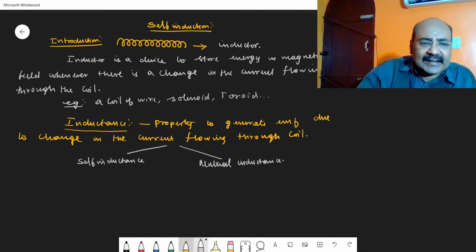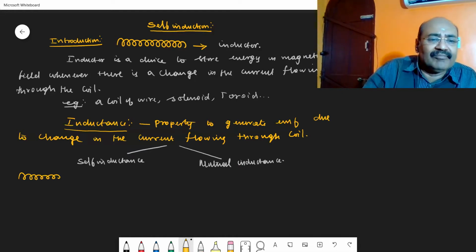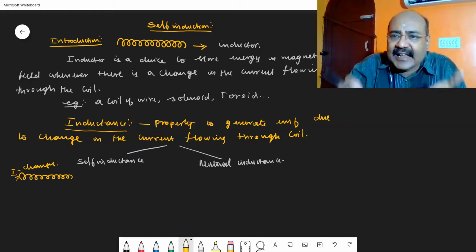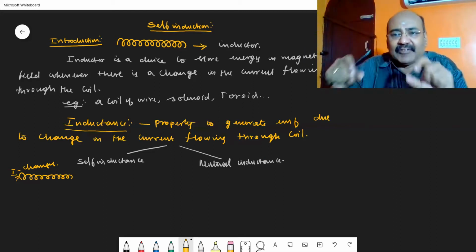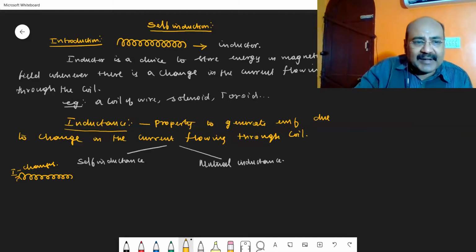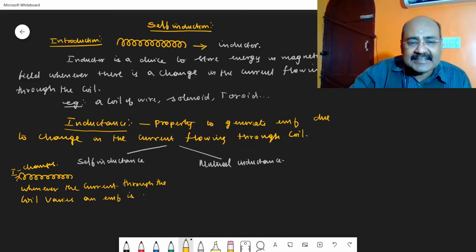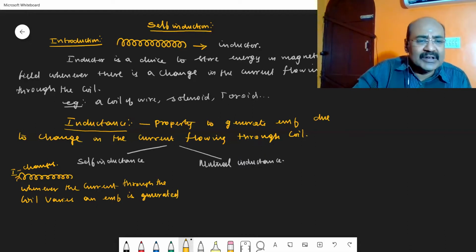In order to explain self-inductance, consider a single coil of wire. In this coil of wire, if the current passing through it changes, an EMF is induced in the coil by itself, and that phenomenon is called self-induction. So whenever the current through the coil changes or varies, an EMF is generated or induced by itself, and we say that phenomenon is self-induction.